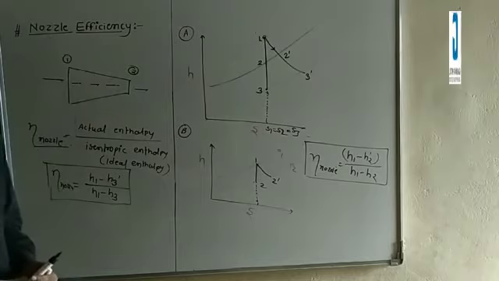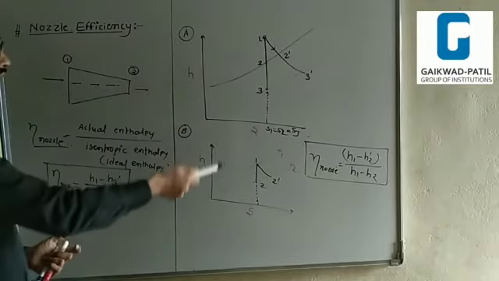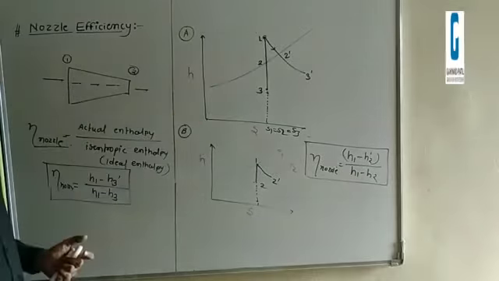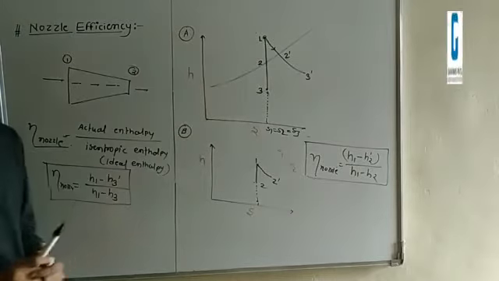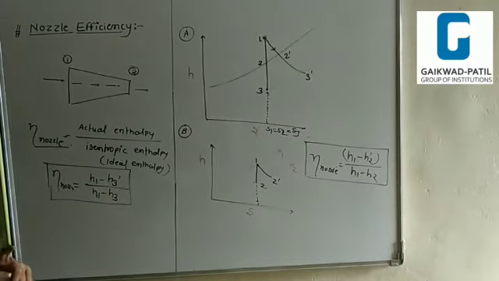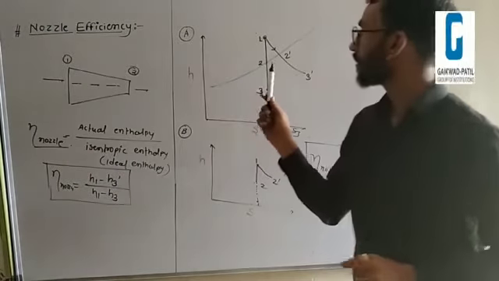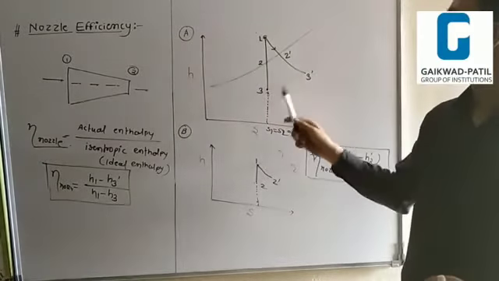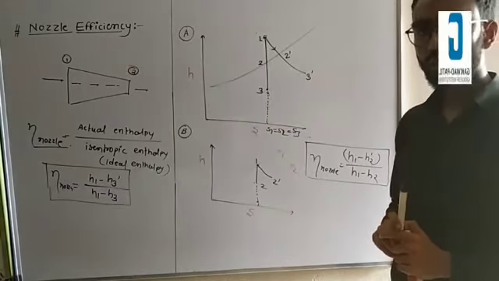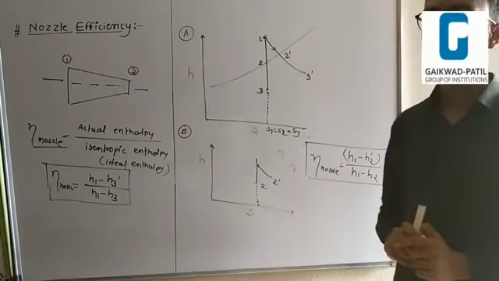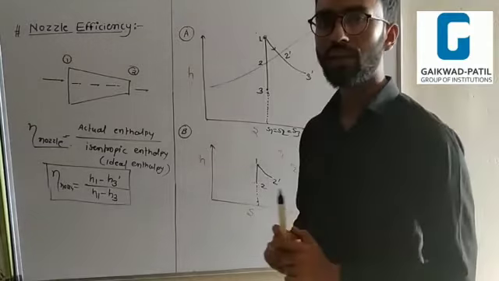We have a 2 pressure line case and we have a 3 pressure line case. That's enough to calculate the nozzle efficiency from the constant pressure lines, for the 2 pressure line and 3 pressure line cases. Okay, now thank you.